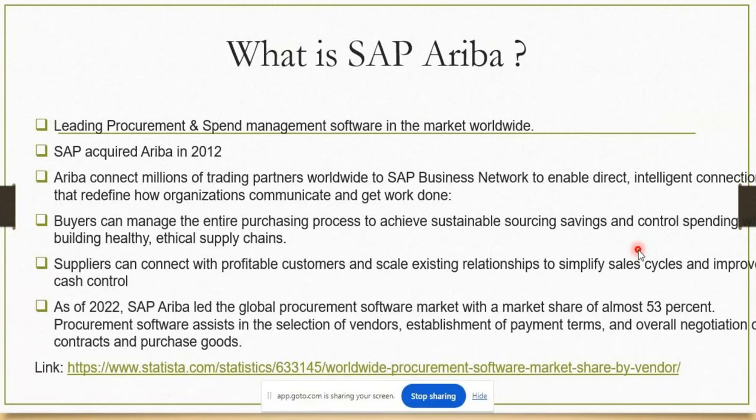That is why the majority of organizations are looking to shift from SAP, like from S4 HANA to Ariba or from ECC to Ariba, considering the ease of usage, the training, and the vast modules and features that it provides. So that's why SAP Ariba is now leading the market share in terms of procurement tools.